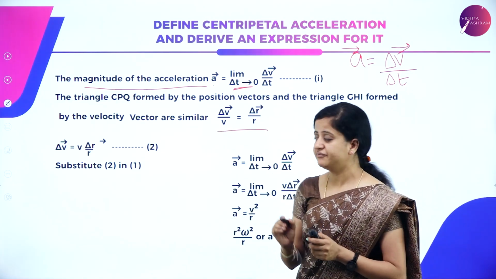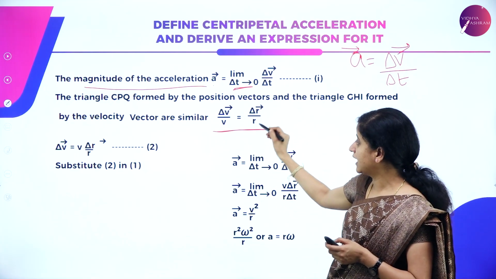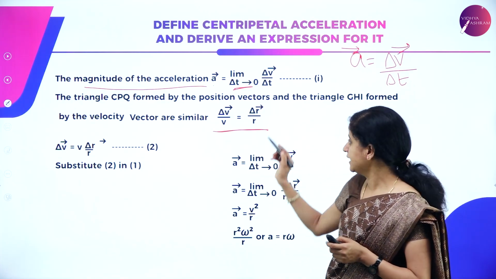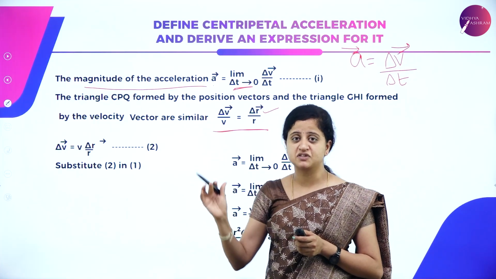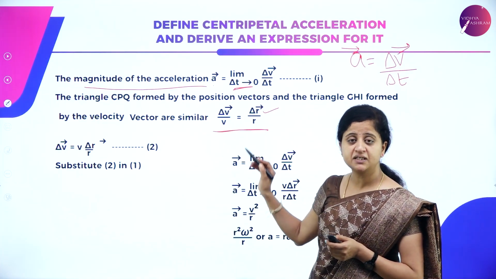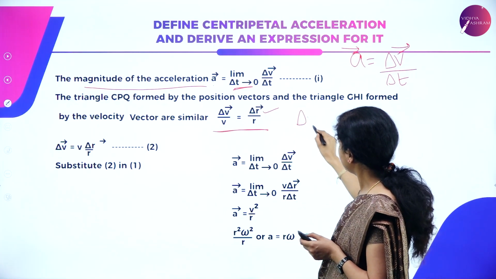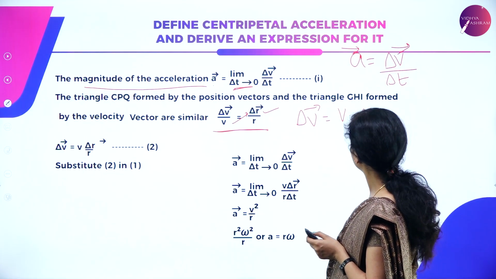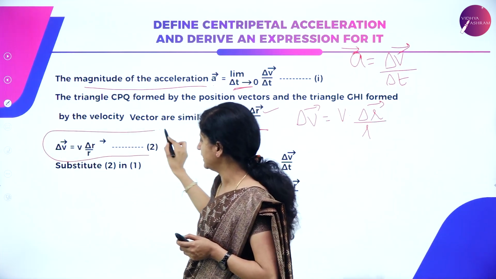Since they are similar, we can write delta V divided by V is equal to delta R divided by R, where vector V represents the velocity and delta R represents the position vector, the change in the position. Delta V represents change in velocity, V represents velocity, R represents position. So from this, we can write delta V is equal to, taking this V to the other side, V into delta R divided by R. So that is our second equation.